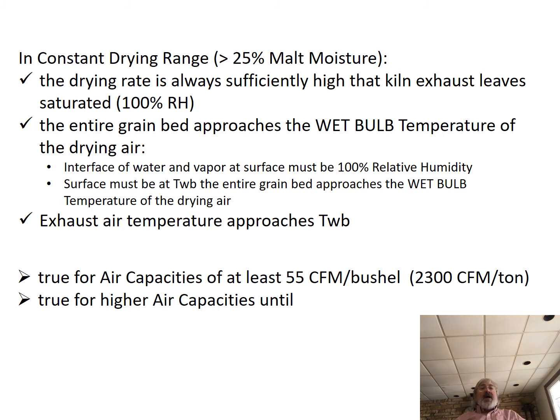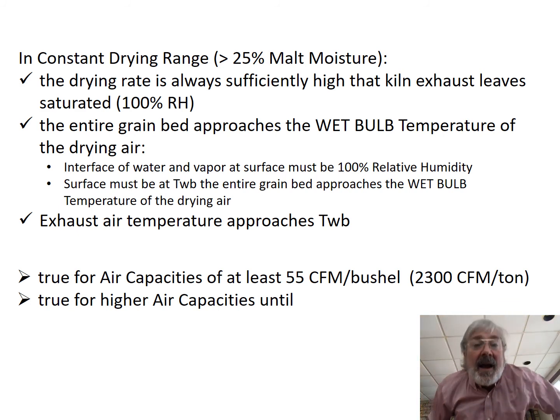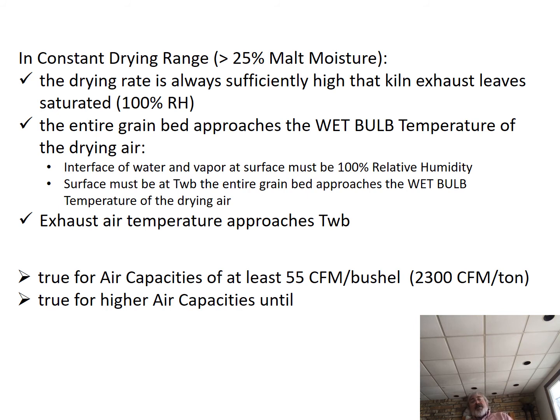So in the constant drying range, and I'm telling you right now that's above 25% malt moisture, I don't know that to be true, but from what I've seen, what I've experienced, that's roughly what I think it is. Anyway, when I'm above 25% moisture, the drying rate of my malt is always sufficiently high that my kiln exhaust is going to leave at 100% relative humidity. What I'm saying is that I can't put enough air on that malt to reach that maximum drying rate.